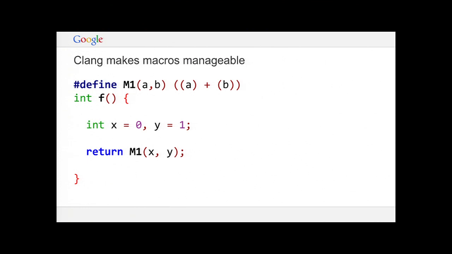So speaking of weird things that happen with textual substitution, let's talk about actual textual substitution. Clang really makes macros manageable. Look at this program. We have a macro M1 that just adds its two macro arguments. And we have two variables, x and y, and we're returning what turns out to be their sum. Let's concentrate on that return expression.